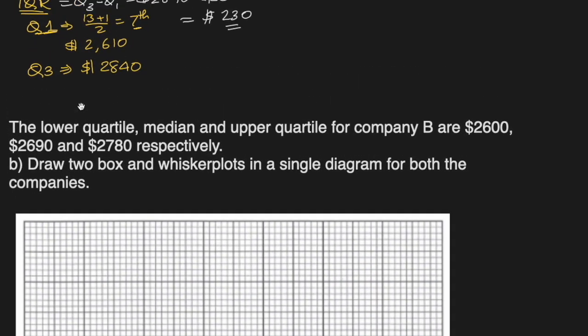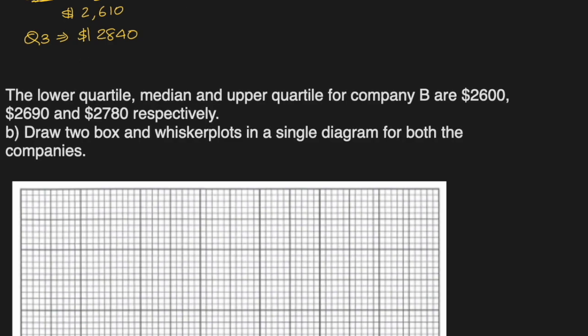Okay, let's go to the second part, the lower quartile. Okay, let me make it a little more visible. The lower quartile Q1, median and upper quartile Q3 for company B. We found for company A, so for them it is 2600. Upper quartile Q3 is 2780, and median is 2690.